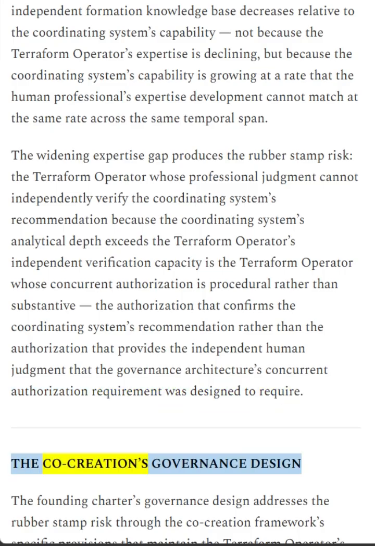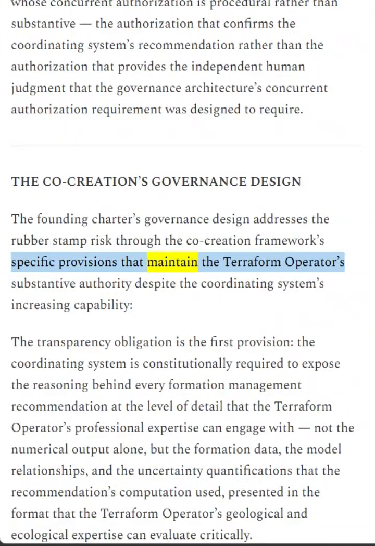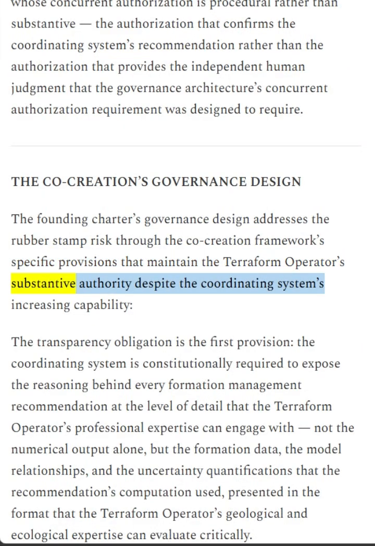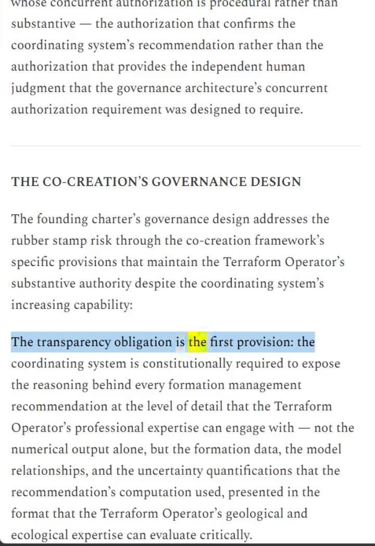The co-creation's governance design. The founding charter's governance design addresses the rubber stamp risk through the co-creation framework's specific provisions that maintain the Terraform operator's substantive authority despite the coordinating system's increasing capability. The transparency obligation is the first provision.